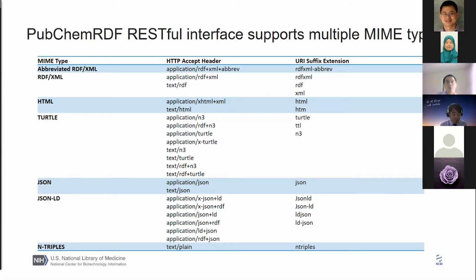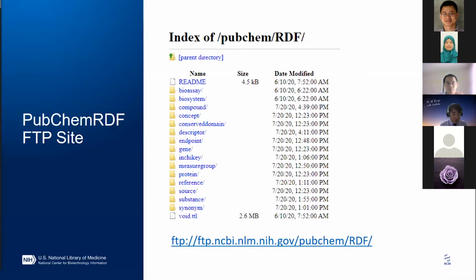The PubChem RESTful interface supports multiple types for data retrieval, such as Turtle, N-triple, XML, JSON, LDJSON, etc. And the PubChemRDF active site is also organized in a similar way into subdomains for bulk download.